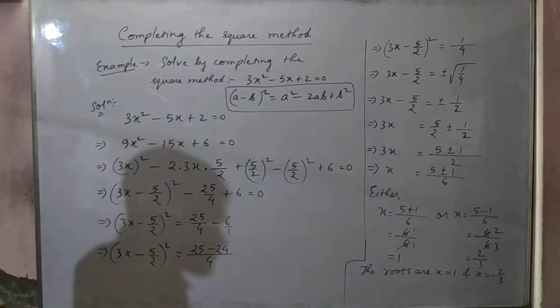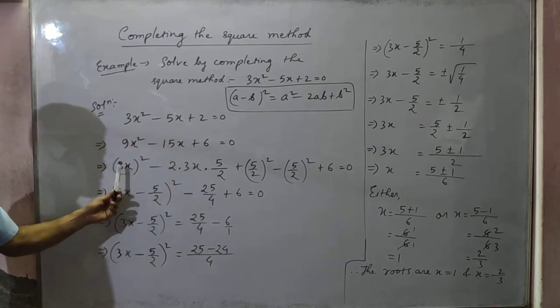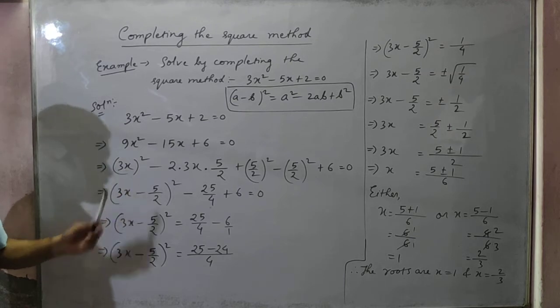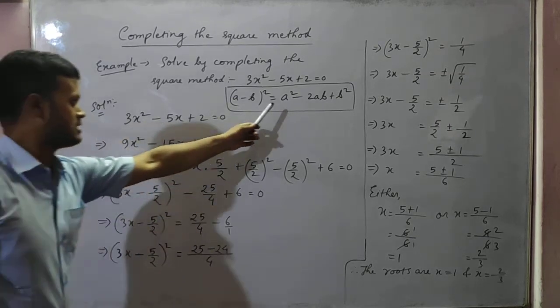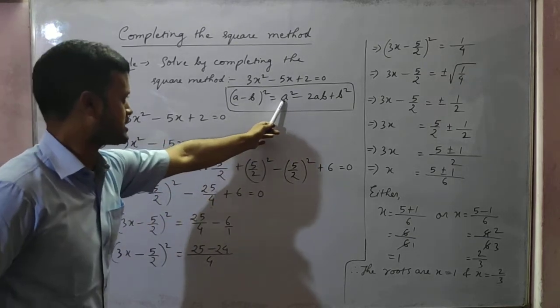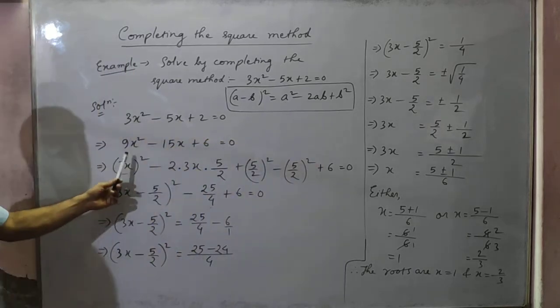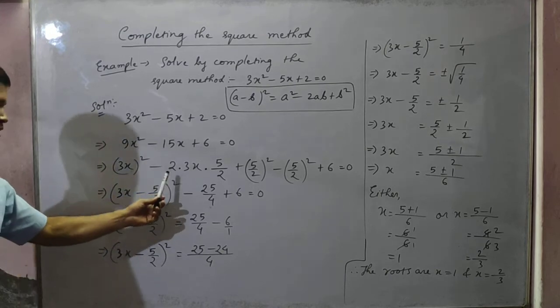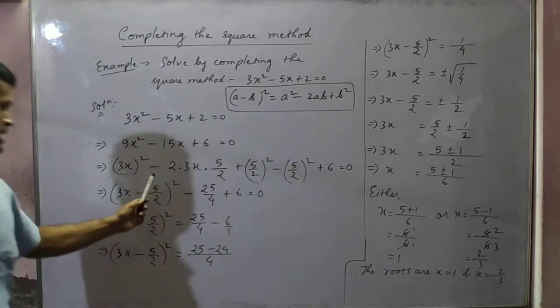So, first a square I wrote. A square means 3x whole square. This is a square. So a means what here? A means 3x. A minus b whole square, no? So first a square I am trying to form. So 9x square I wrote as 3x whole square, so 3x means a. Therefore, after a square, the minus sign is there.